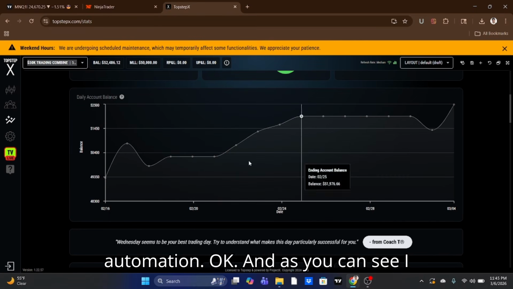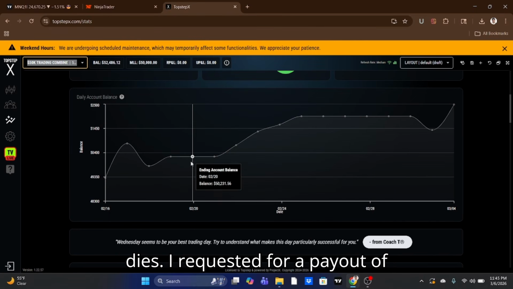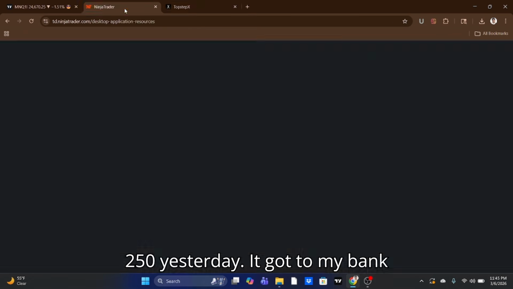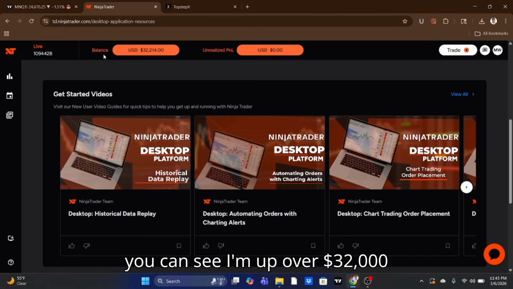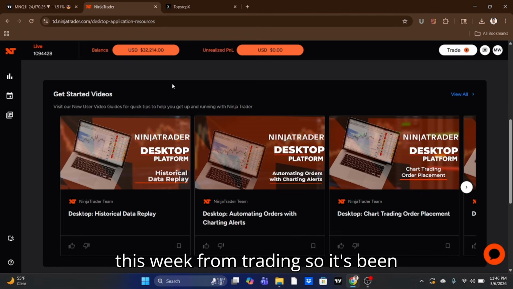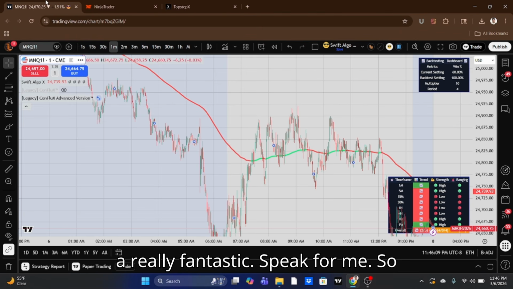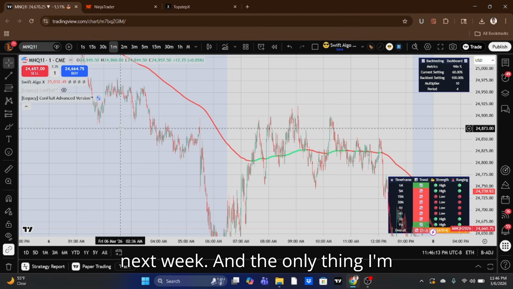Okay. And as you can see, I also have a fund account too, which is nice. I requested a payout of $250 yesterday. It got to my bank account today. And I also traded on my live account on NinjaTrader. As you can see, I'm up over $32,000 in balance. I basically took out $5,000 this week from trading. So it's been a really fantastic week for me. So hopefully I can continue this momentum next week.